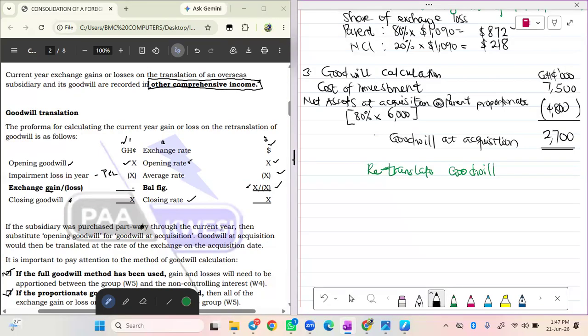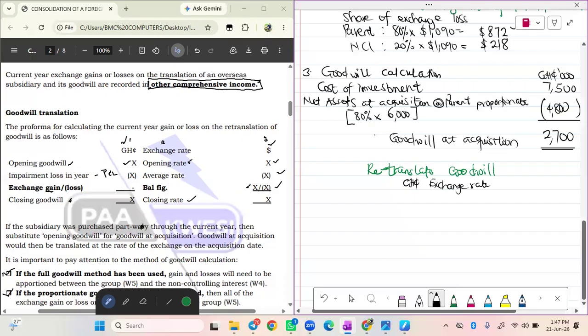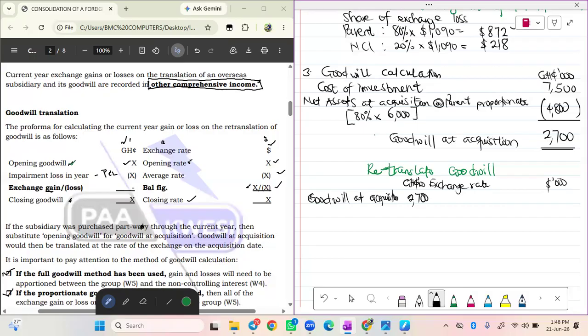So you start with the subsidiary's currency. The second column will be exchange rate. The last column will be what? The group currency. So goodwill at acquisition will be the same as our goodwill at reporting, as opening goodwill. Okay, so goodwill at acquisition will be 2,700. There is no impairment.